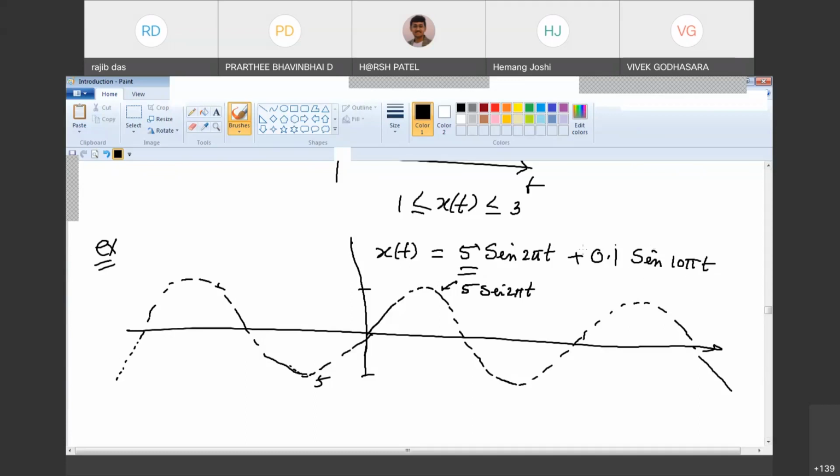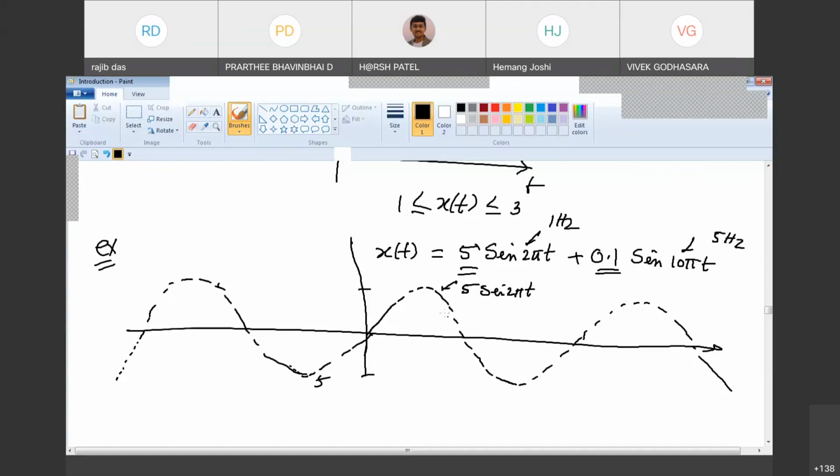Now, the second component is superposed with this one. If it is absent, then x of t is nothing but this thing only. So, due to this one, there is a little change. Its strength is low, only 0.1, and sine 10 pi t. So there is certain undulation because of this second term, and its frequency is 5 times larger than this one. Its frequency is 1 hertz. This frequency is 5 hertz.